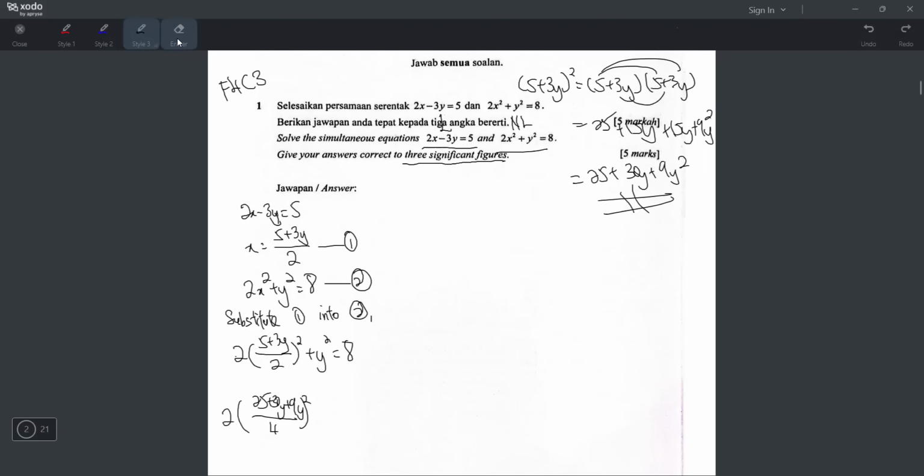Right? Or you can just do it fast. Just take 5 square, which is 25, and then 5 times 3y times 2, which is 30y, and then 3y squared, which is 9y squared. If you do like that, it will be faster lah. The answer is same as this. And then plus with y square equals to 8. Alright, let's continue down here.